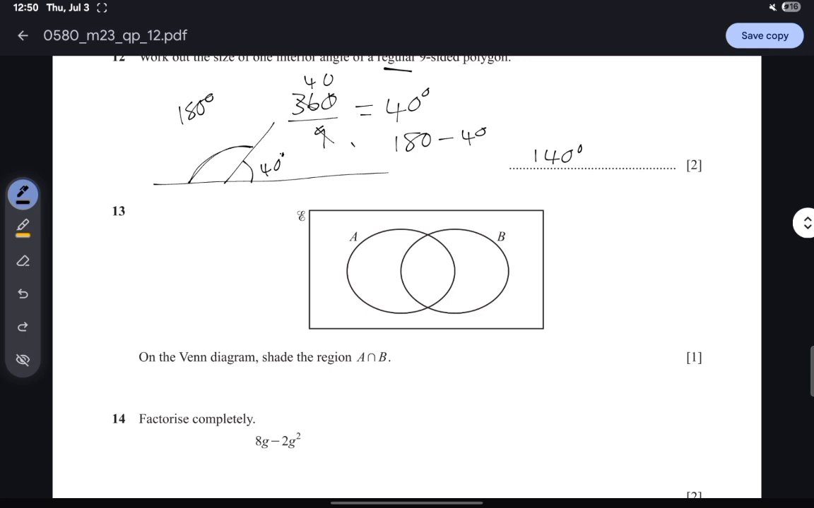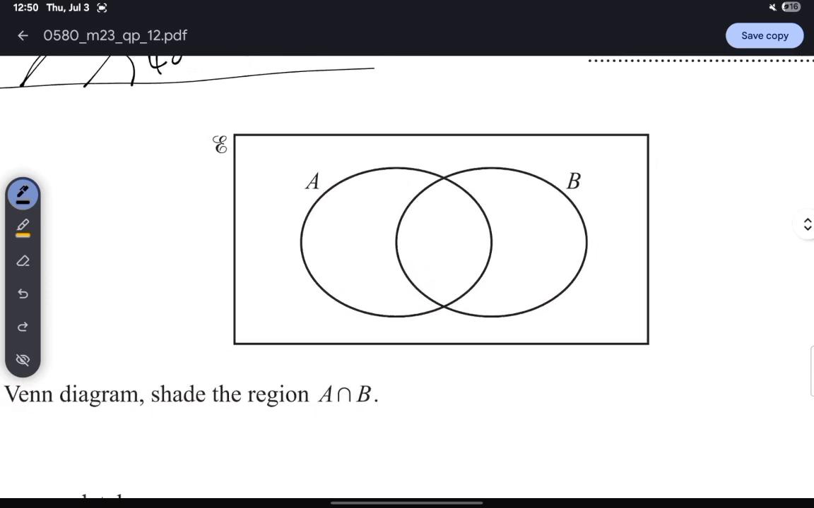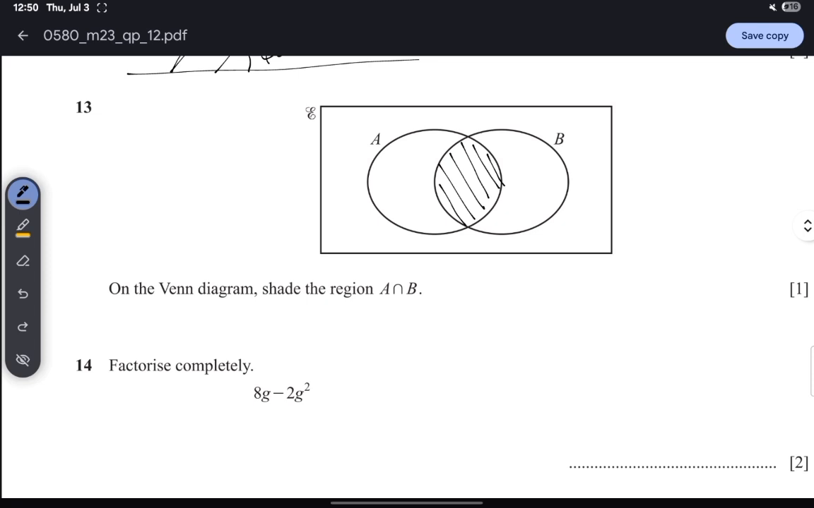Moving on to number 13, we have a Venn diagram, and the question says shade the region A intersection B. A intersection B is the part of a Venn diagram where we have A and B meeting, which is this part. The region where we have A and B meeting, and that's the region. Then we get our 1 mark there.